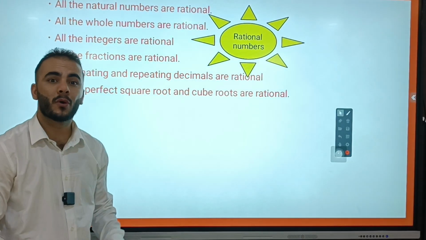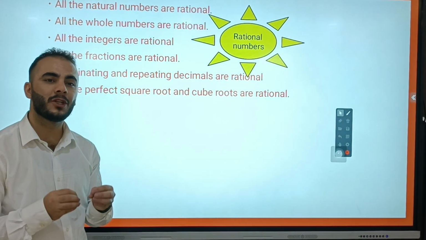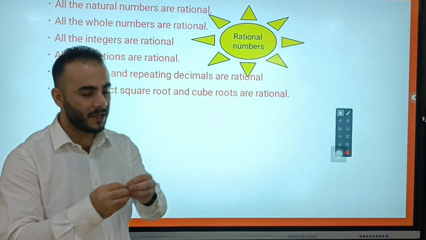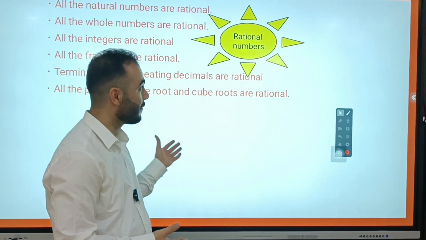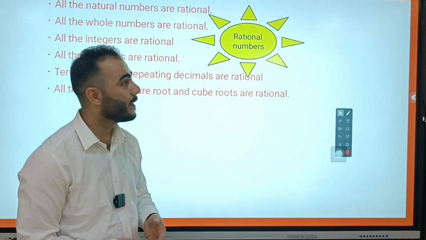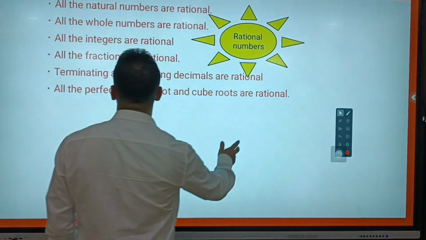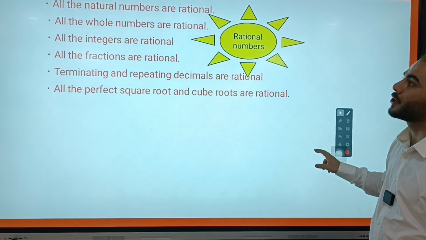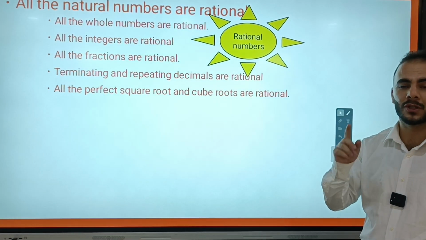Well, we have got some important notes that we need to take care of, in case you are in grade 10 and even 11 and 12. So these are the basic notes. Okay, so the first one is all the natural numbers are rational. We should know this one. All the natural numbers are rational numbers.